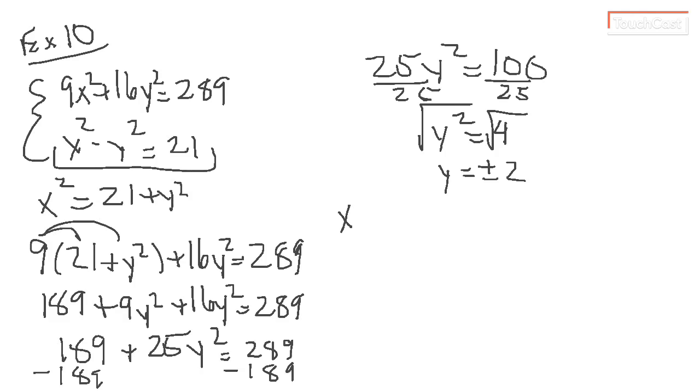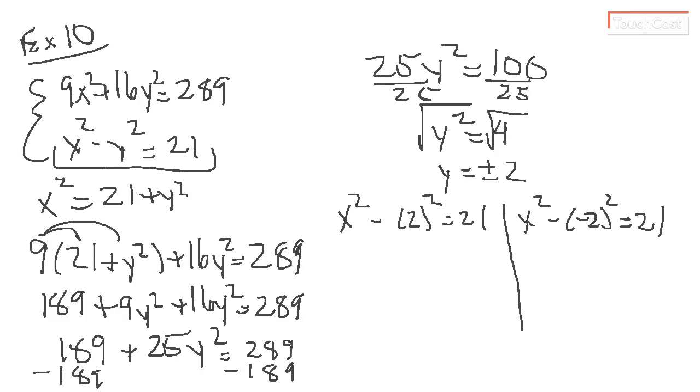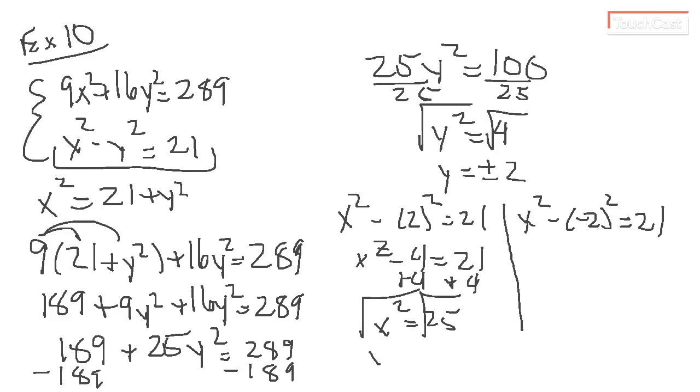So we're going to go x squared minus 2 squared equals 21, and I'm going to even just write the other equation while we're at it. x squared minus negative 2 squared equals 21. We'll solve these independently of each other. 2 squared is 4, so we've got x squared minus 4 equals 21. If we add 4, we're going to have x squared equals 25. Take the square root, we're going to get x equals plus or minus 5.